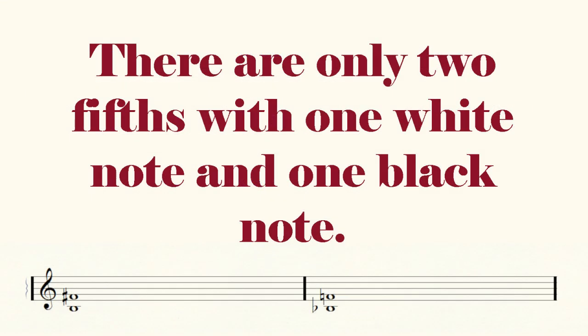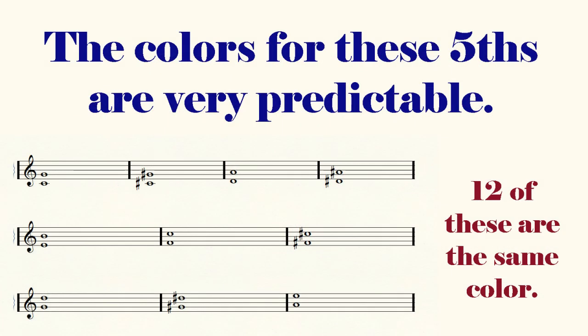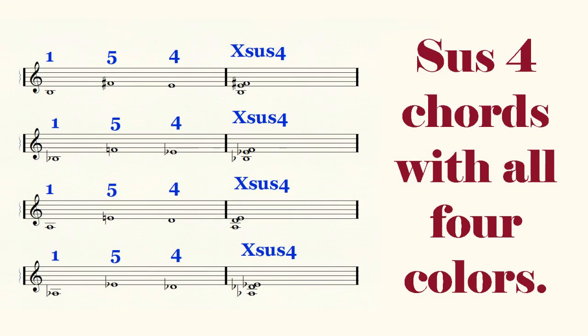There are two mixed fifths, and I call them oddballs. One note is white and the other note is black. The other 10 fifths are all white or all black. So we find our fifths and then we add a fourth note, and then we are almost done. I'm going to show you one example of each color combination.